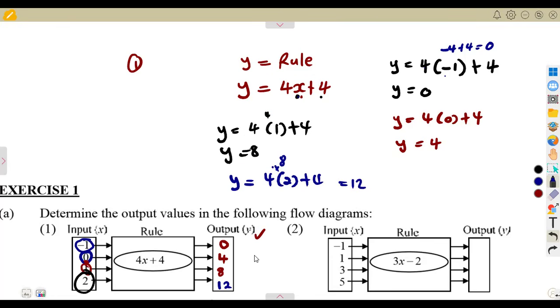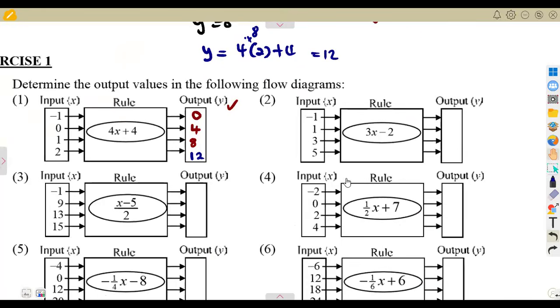These are the output values. These are the y values. So these correspond to the input that we are given. So these are the input. There are 4 inputs, and 4 outputs also at the end. The number of input values equals the number of output values at the end.